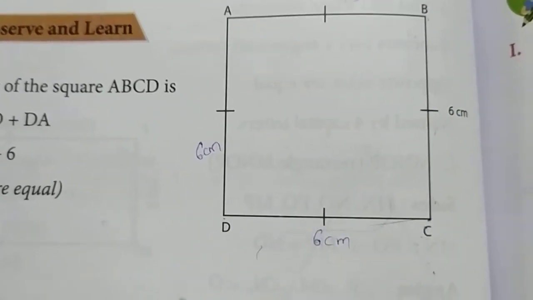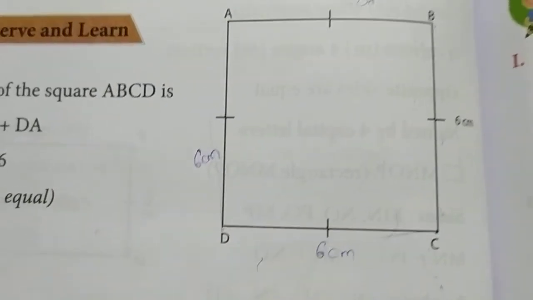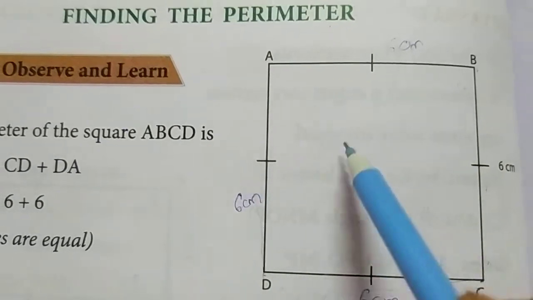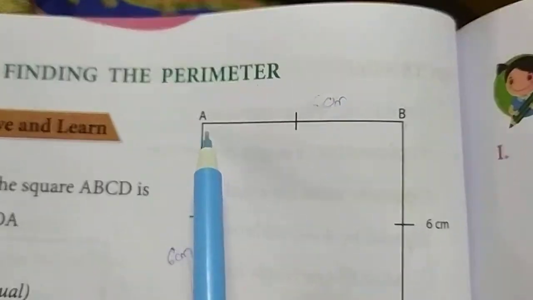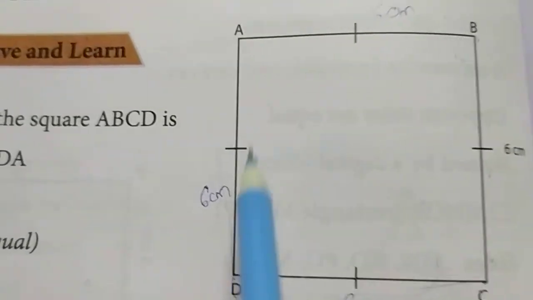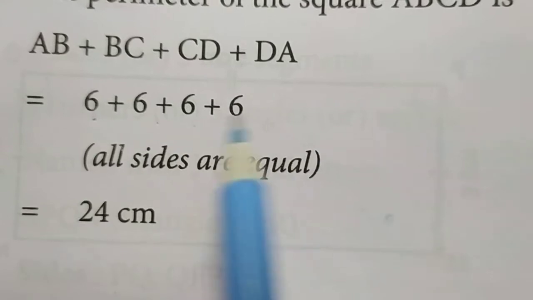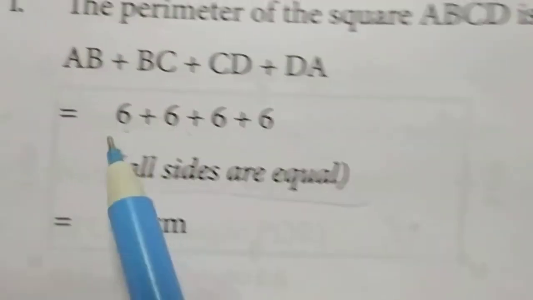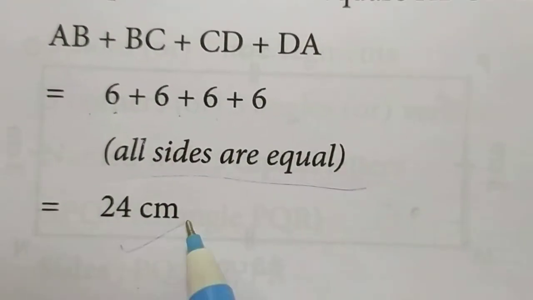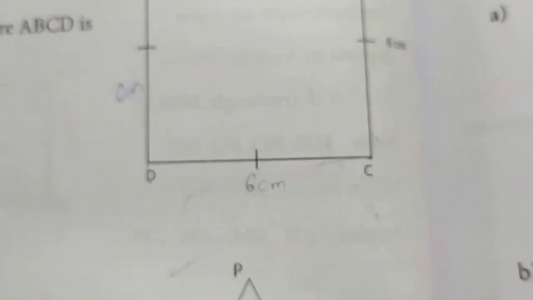So now what is perimeter? The boundary of the figure is called as a perimeter. Now perimeter is equal to AB plus BC plus CD plus DA. That means 6 plus 6 plus 6 plus 6. Why? Because all sides are equal. So when you add, what will you get? 24 centimeters. So in this way we can find out the perimeter of a square.